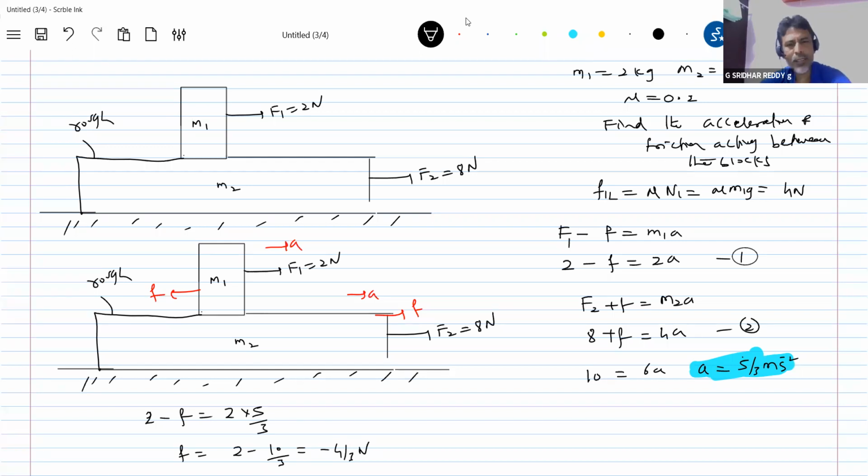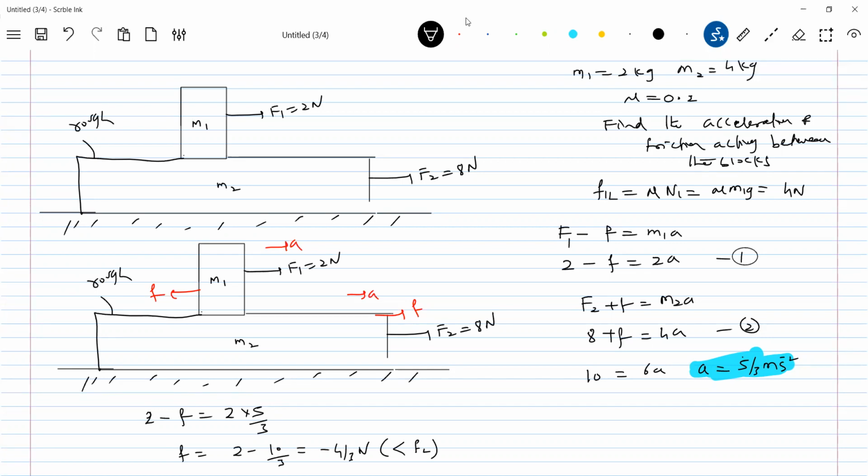What do you mean by this? Negative value, I got it. Intentionally, I just picked it up like this. And what is the value? It is less than FL, no? What is FL? FL is 4 Newton. Now, first of all, what changes should I make to the problem? The direction of friction. The direction of friction has to be changed here.